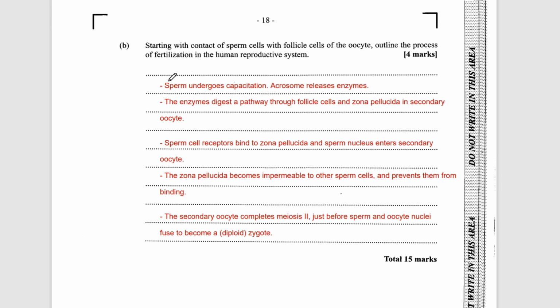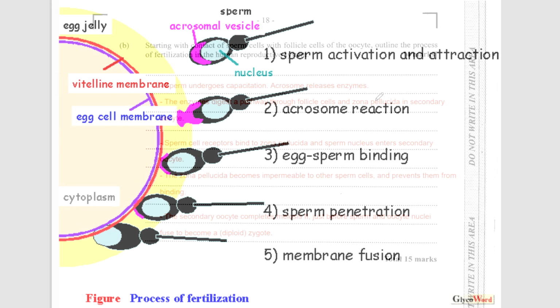What would happen is that the sperm undergoes capacitation. That's basically when the acrosome activates within it and it starts to swim faster towards the egg. Basically when it knows the egg is near, when it gets the little chemical signals from the egg, the acrosome now, which is at the head of the sperm, releases enzymes. These enzymes now digest a pathway through the follicle cells and the zona pellucida in the secondary oocyte.